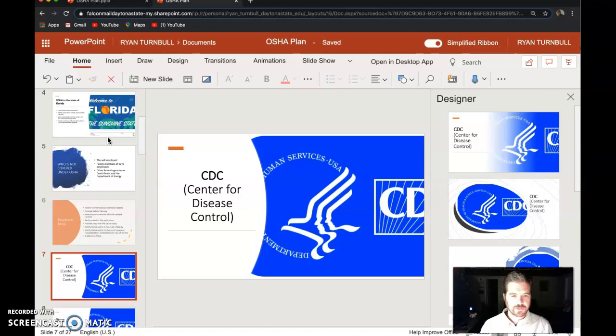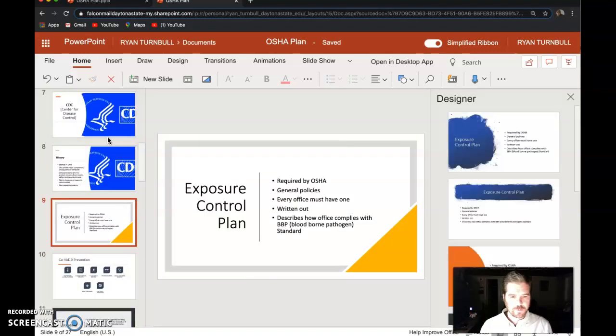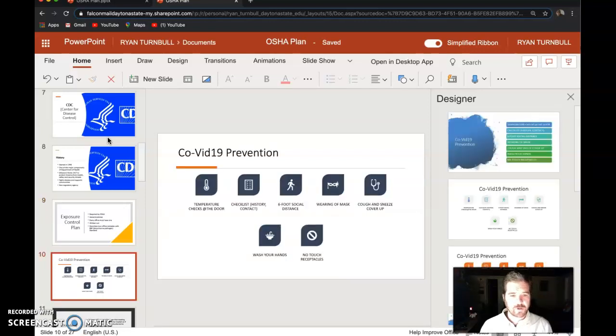Next, we'll be talking about the CDC. And so that stands for the Center for Disease Control. We'll be talking about their history, some of the things they do. A big part of what we'll be talking about today is the exposure control plan. And we'll go more in detail into that. We'll, of course, be talking about COVID-19, which has taken up a lot of headlines in 2020, and we'll go over some key aspects of the COVID.